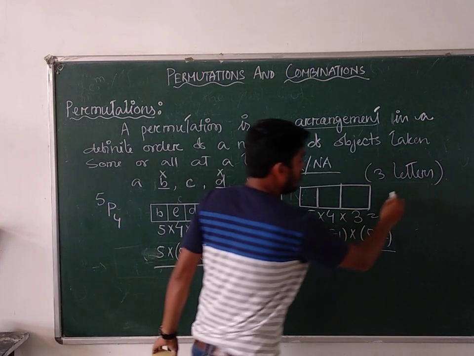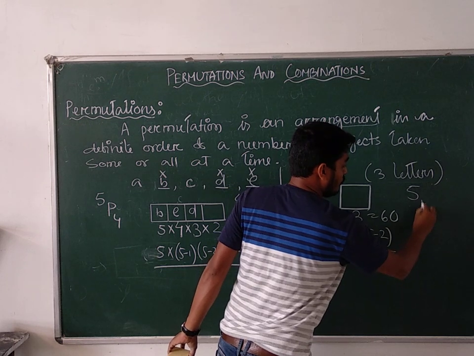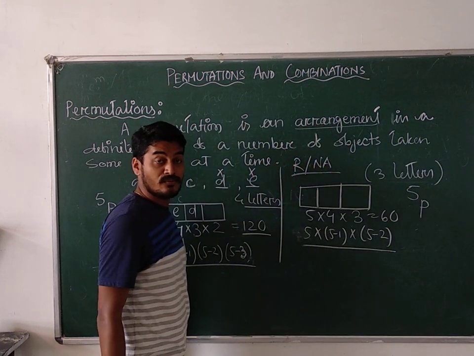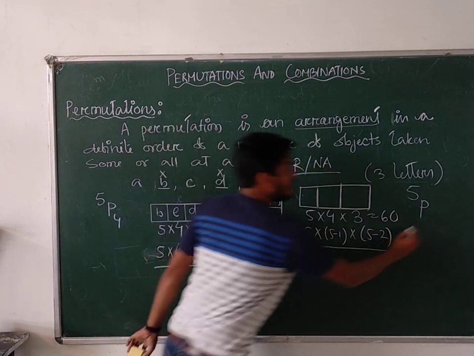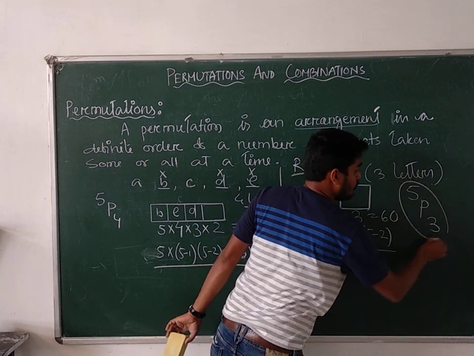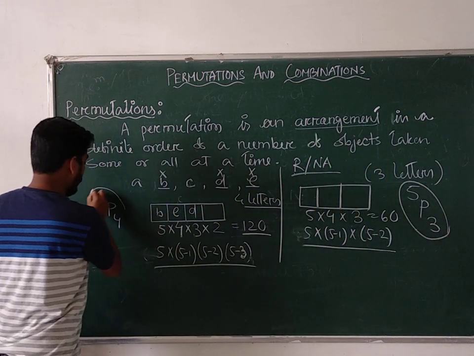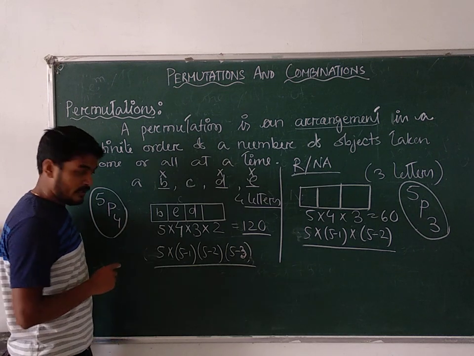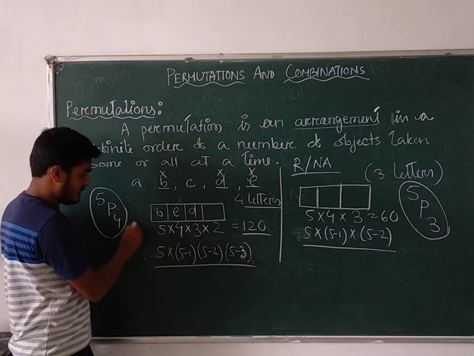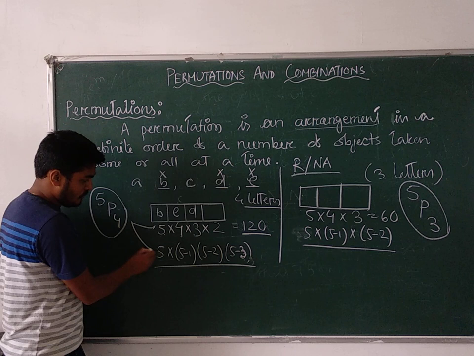Here in this case, how many objects are left with us? 5 objects. Out of 5 objects, how many objects you have to consider to form a 3 letters word? 3 objects. So this is the expression 5p3, 5p4. And already I have told that what is the answer? 120. This is the expression, and this expression can also be written as like that.